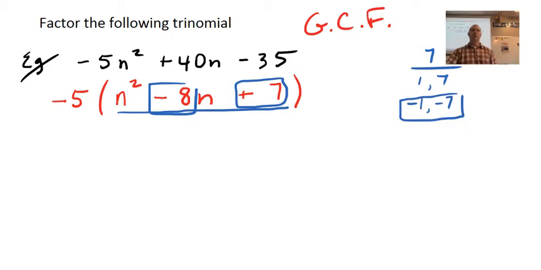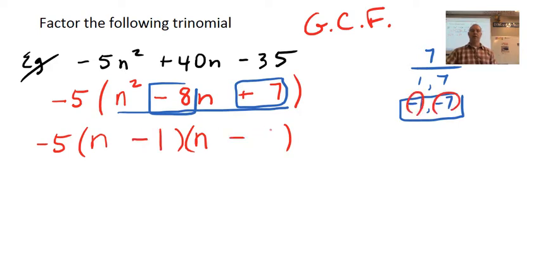So that means that we can factor that trinomial, so we'll put a negative 5 there. Don't forget about the negative 5. It has to stay there as a factor. But then you can factor this trinomial. So it looks like this. We now do n as the first term of each binomial, and then we simply put in the factors. So n minus 1, n minus 7, and there you have it.